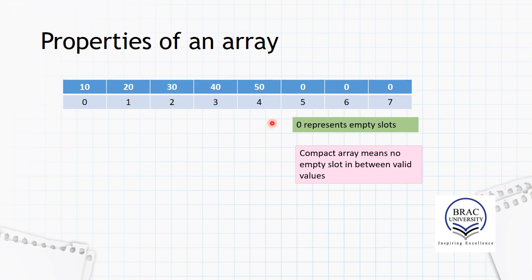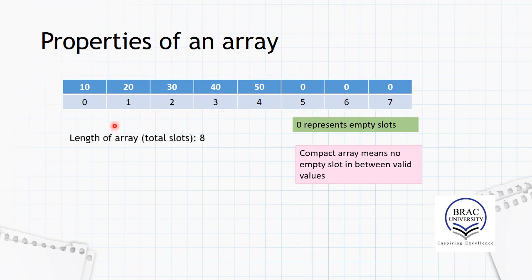Now let's come to the length of the array. The length of an array is how many slots are available for you to store values in it. So how many slots are there in this array? In total, there are 8 slots. So the length of this array is 8.